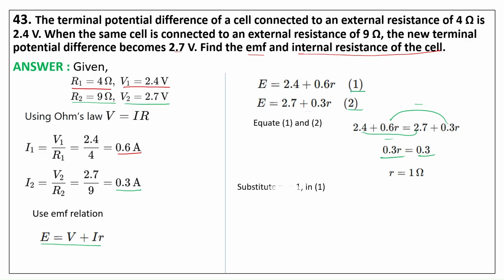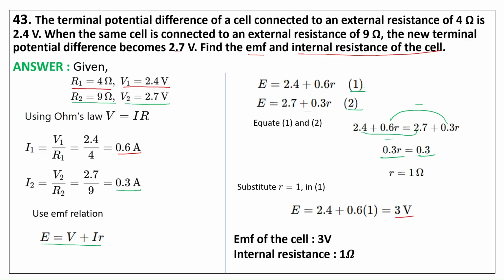Now, substitute R is equal to 1 value in 1. Therefore, E is equal to 2.4 plus 0.6 into 1. E is equal to 3 volt. Therefore, EMF of the cell is 3 volt. Internal resistance is 1 ohm.